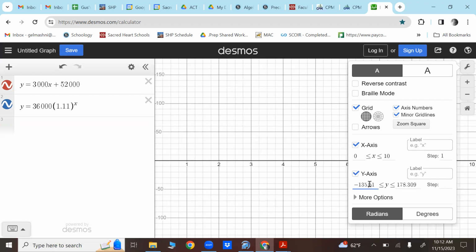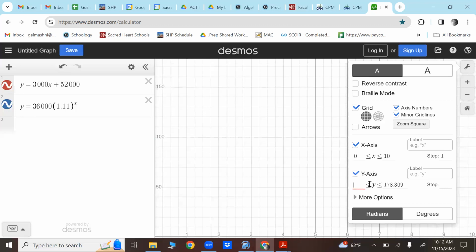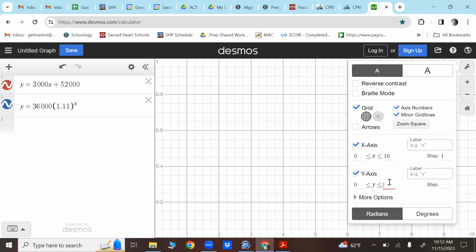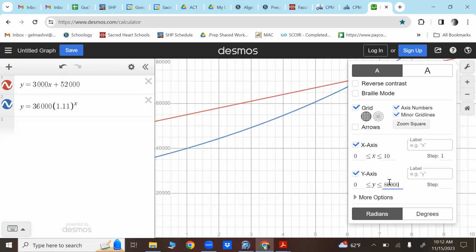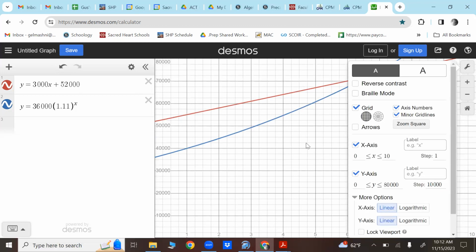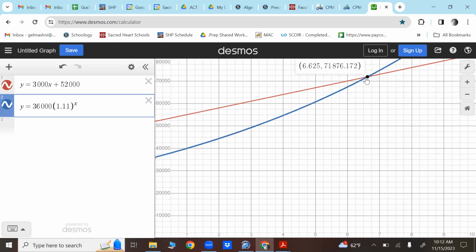Okay, now the y-axis is the money. Do you make negative money? No. We'll do 0 salary. Do you make $178? No, you can't live off $178 a year. Let's go to $80,000, and let's make the step 10,000. There you go. Now you can see it, and there's the answer.